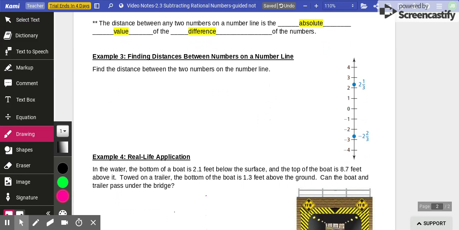All right, we are going to be looking at a number line. So I want to make sure that we understand this next part. It says the distance between any 2 numbers on a number line is the absolute value of the difference of those numbers. Okay, so let's keep that in mind as we are going through this next part. All right, example 3, finding the distances between numbers on a number line.